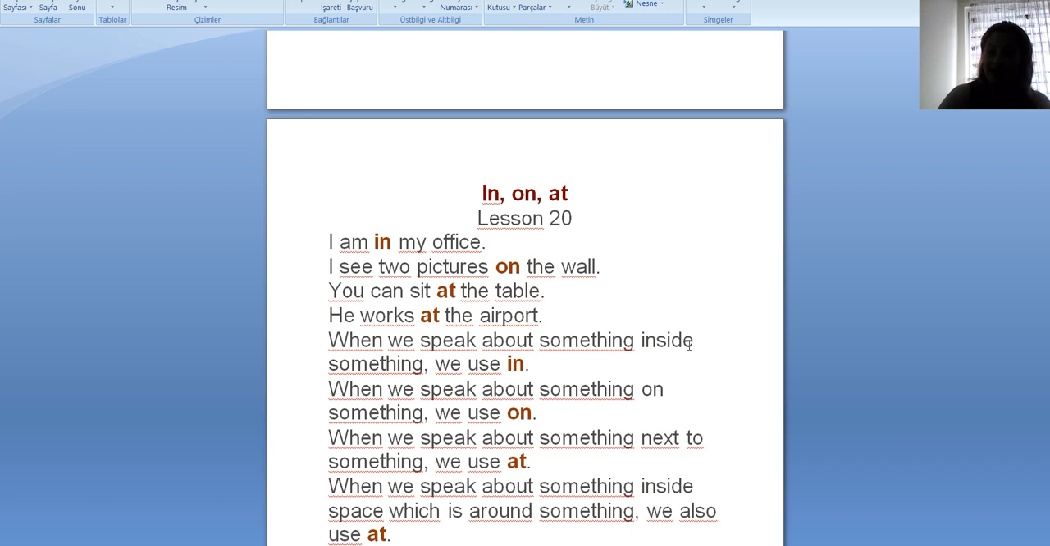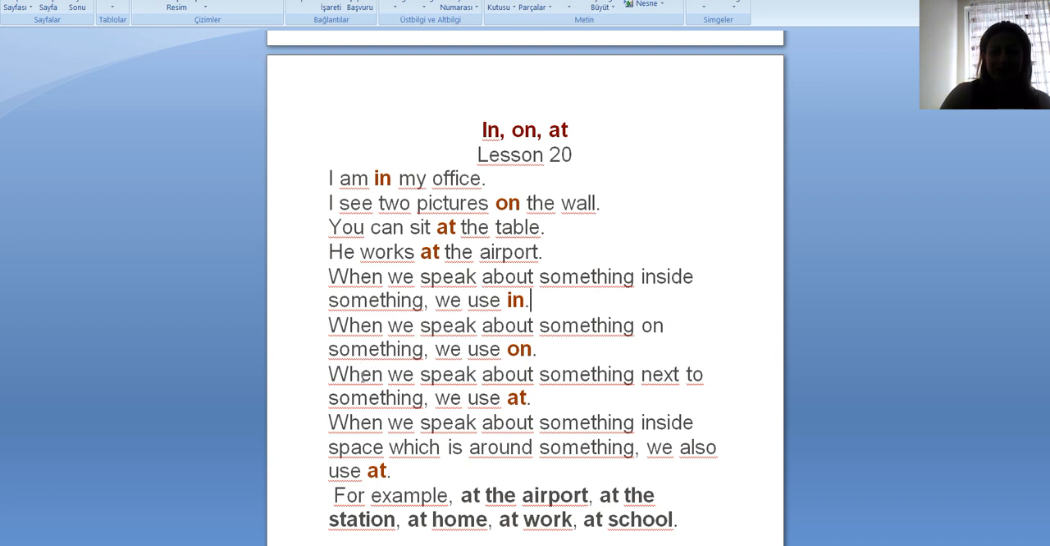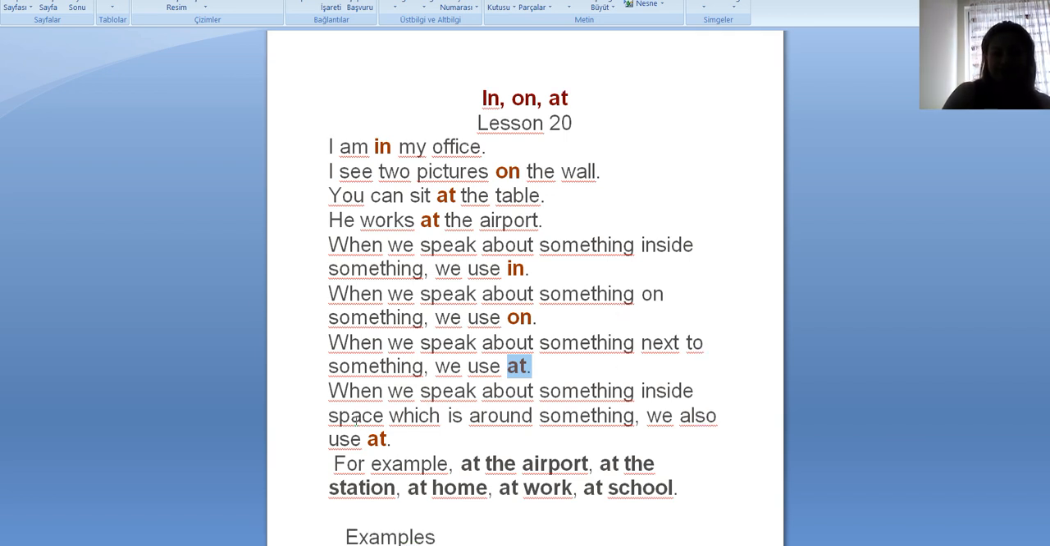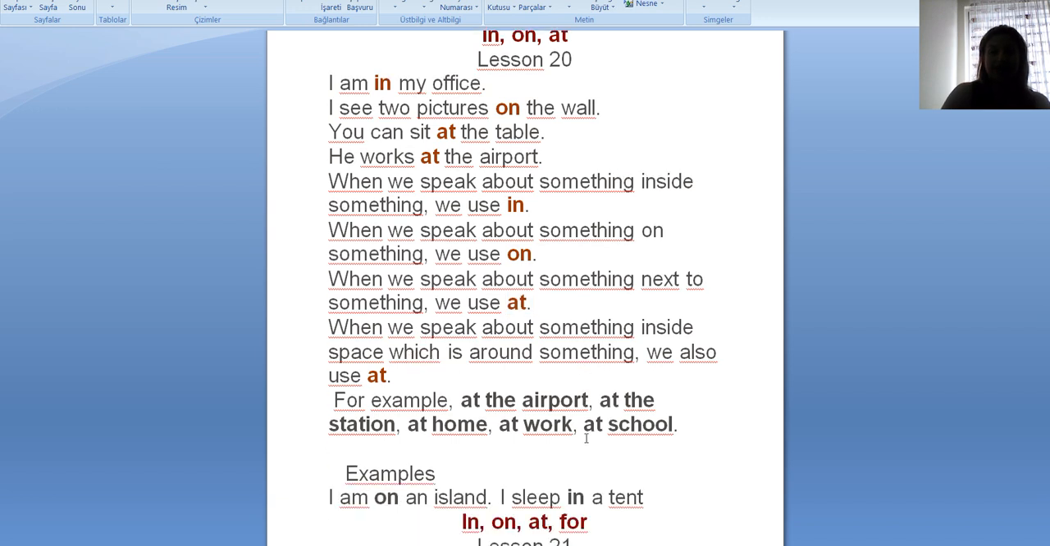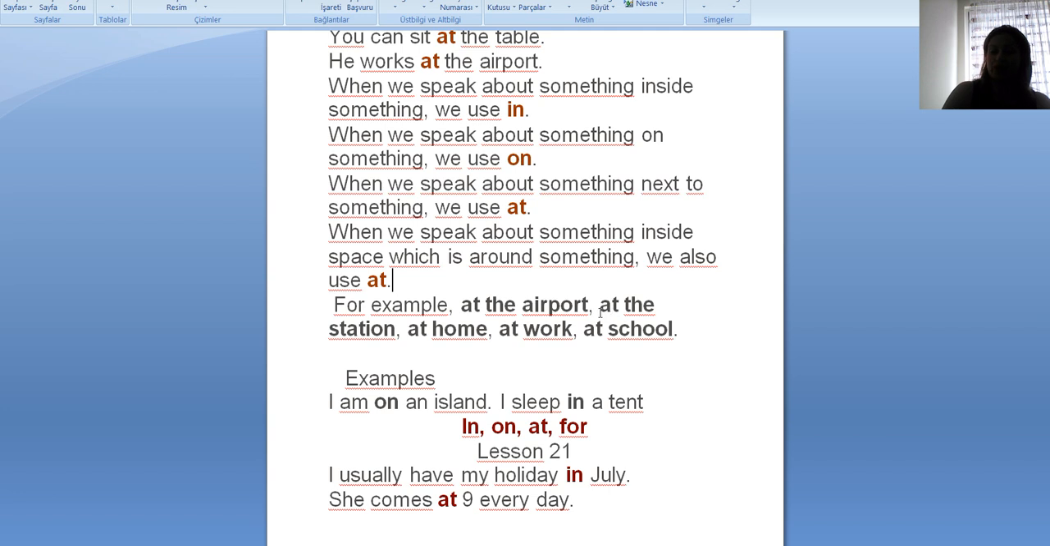When we speak about something inside something, we use in. When we speak about something on something, we use on. Üzerindeyken on, içindeyken in. Buraya at'e gelelim. When we speak about something next to something, we use at. For example, at the home. When we speak about a space around something, we also use at. For example, at the airport, at the station, at home, at work, at school.